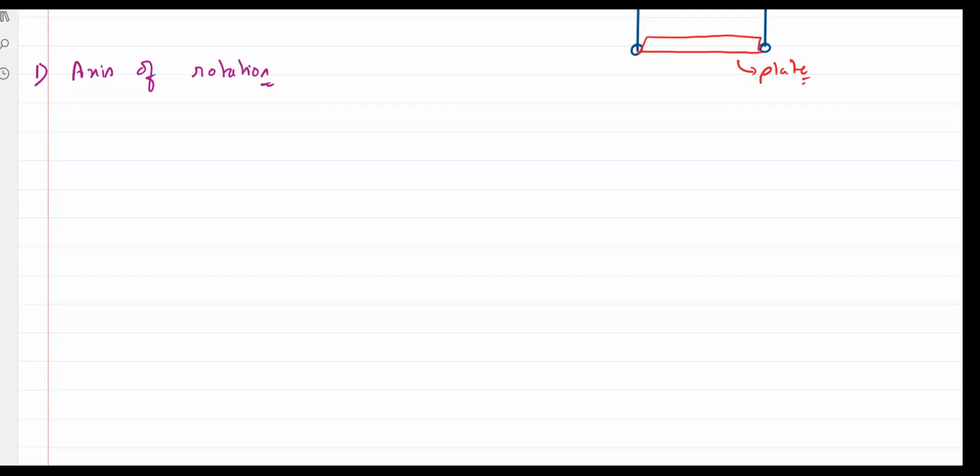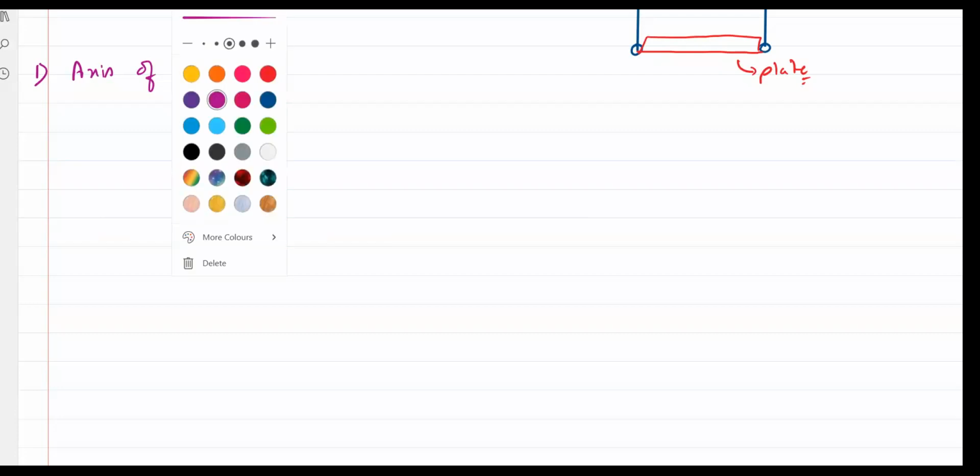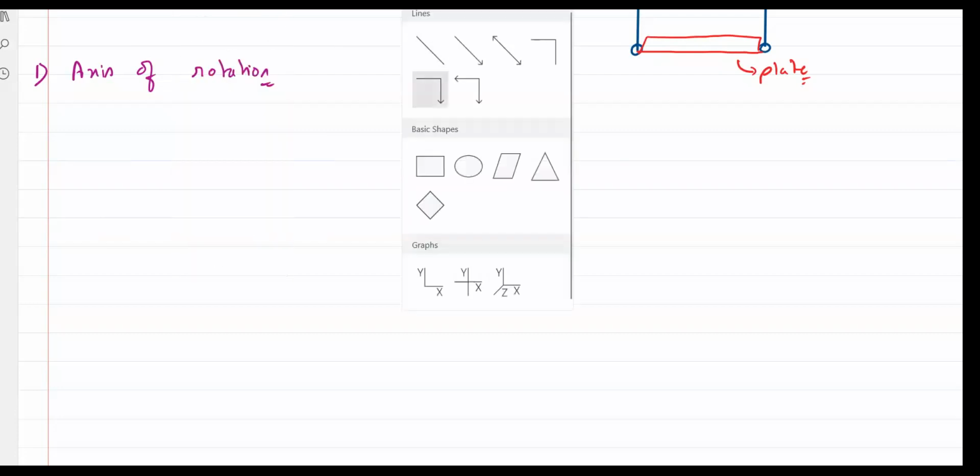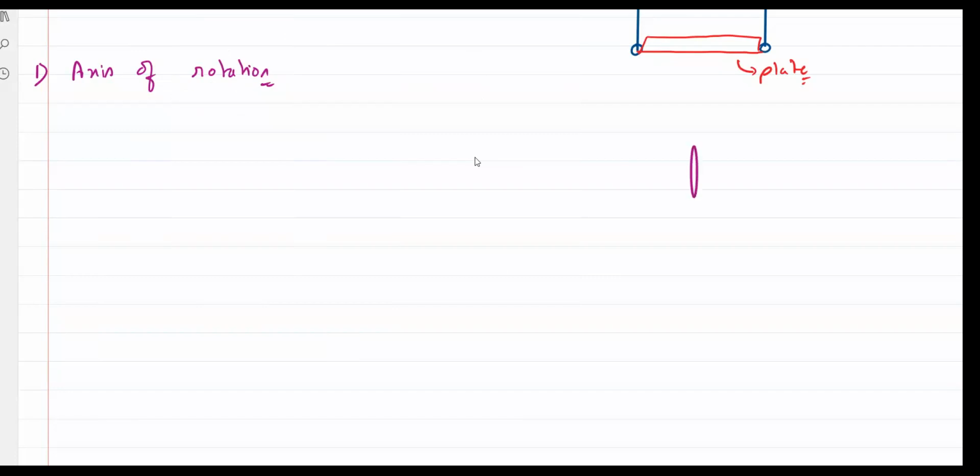The answer is yes, I can, right? It's fine. Enough. It is just a reference line. For example, think about it, guys. Suppose you have a disk, right? Think about it. Suppose you have a disk.